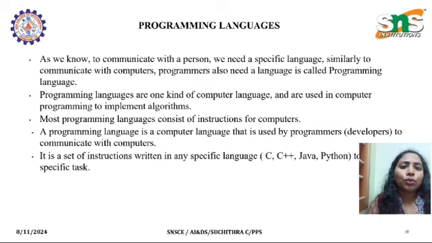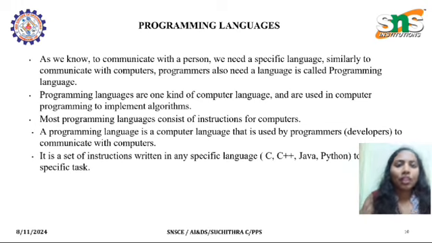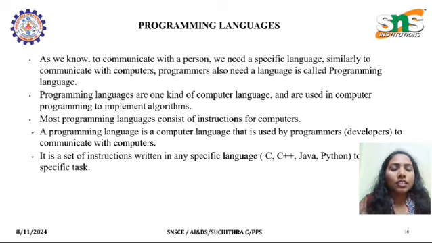Programming language. As we know, to communicate with a person we need a specific language. Similarly, to communicate with a computer, programmers also need a language. It's called a programming language. Programming language is one kind of computer language and is used in computer programming to implement algorithms.